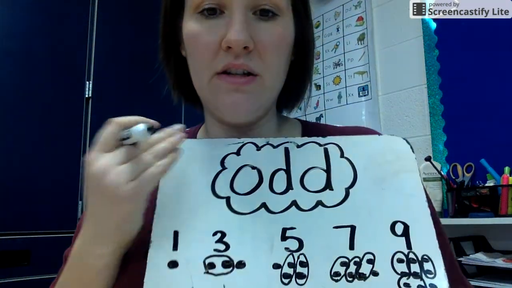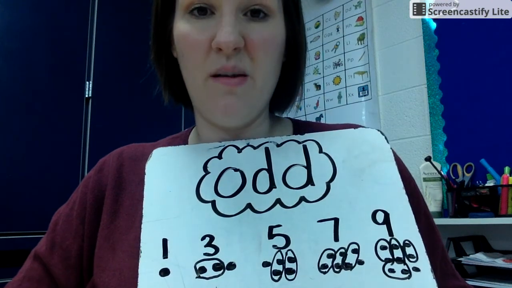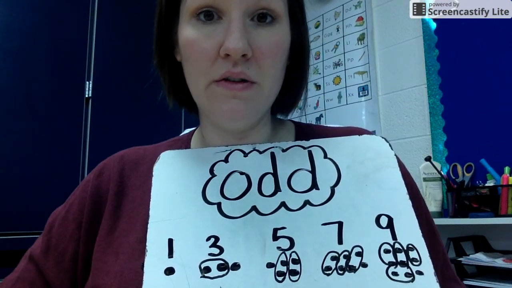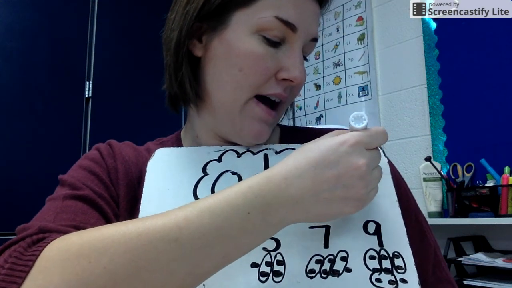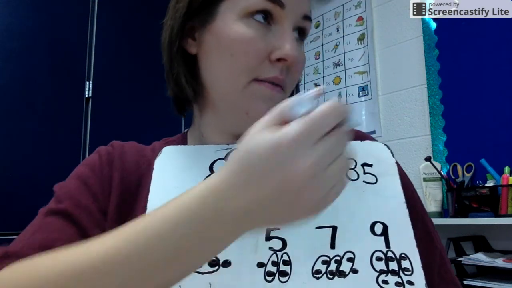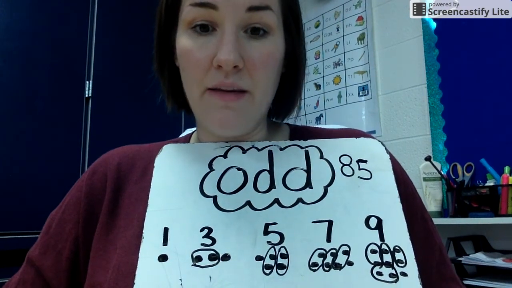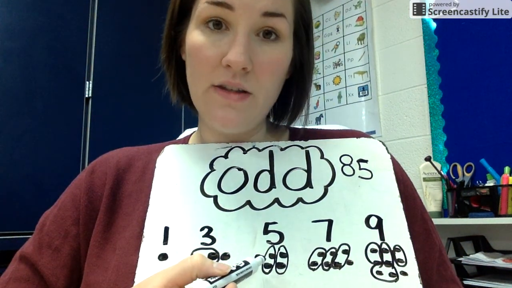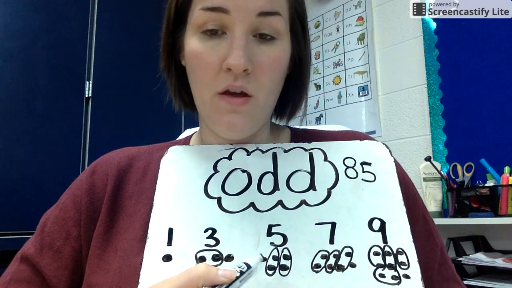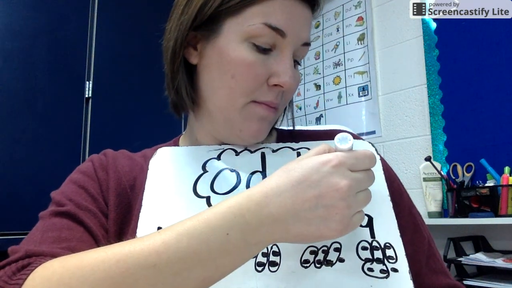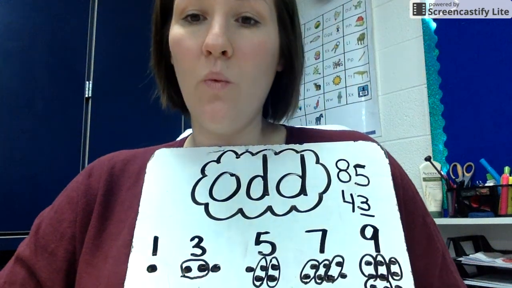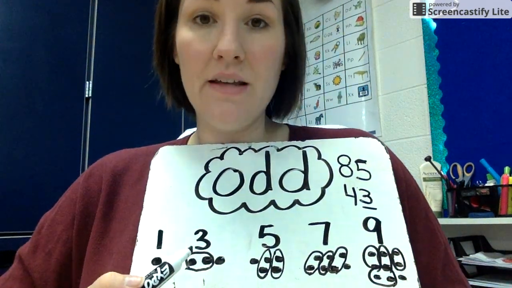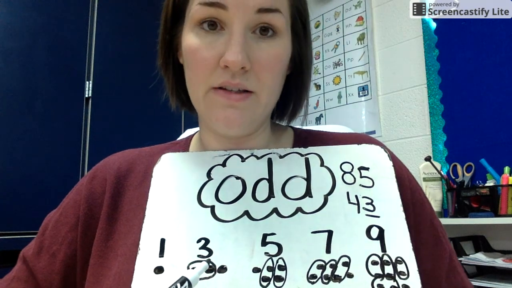If it has an odd number in the single digits or the ones place, then the whole number is going to be an odd number as well. So if I did 85, 85 is going to be an odd number because 5 in the ones place is an odd number. So another example might be 43. Again, looking at the ones place, 3 is an odd number, so 43 is going to be an odd number.